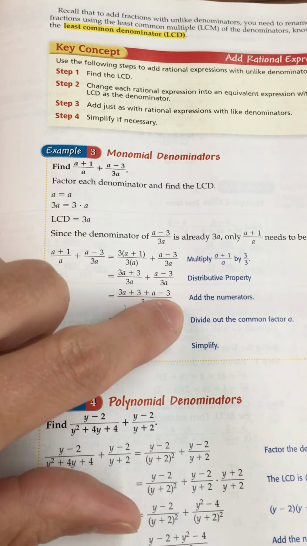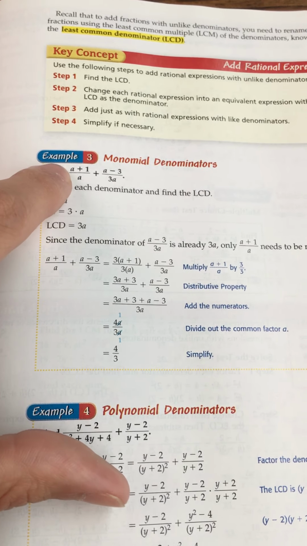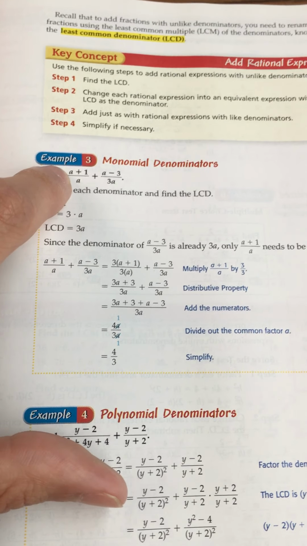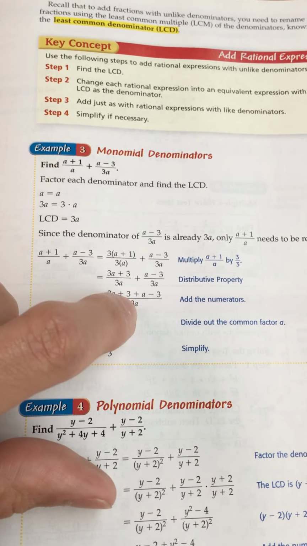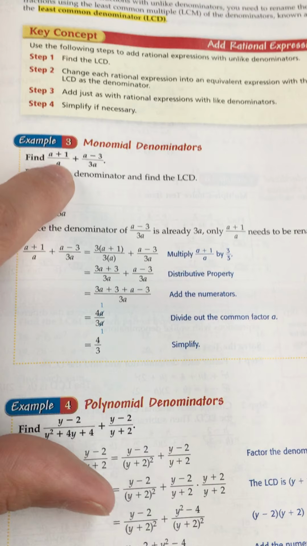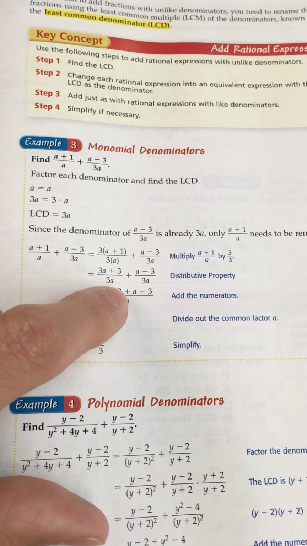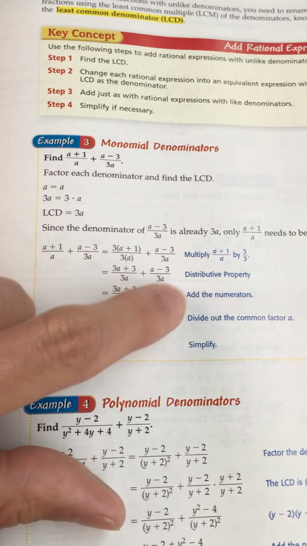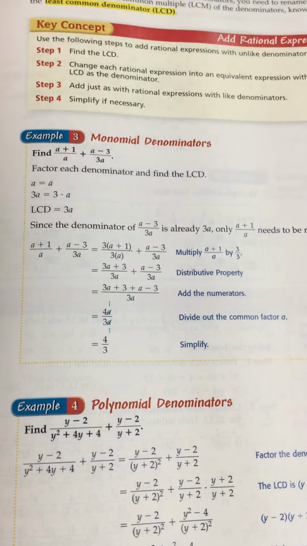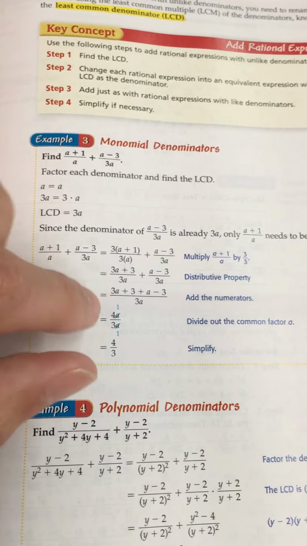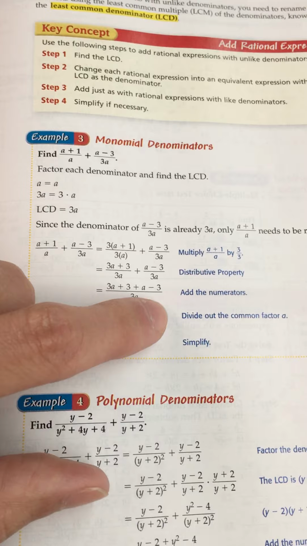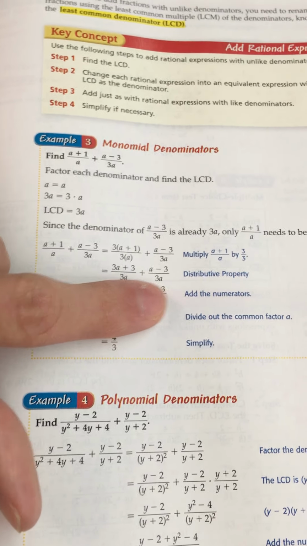So they multiplied the entire thing by 3. So they did 3 times a plus 1, which is 3a plus 3. They multiplied the bottom by 3. They got 3a. And then they just brought the other one down because they didn't have to do anything to it, because it already had the correct denominator. So they didn't have to multiply anything with that one. So this is what they got.